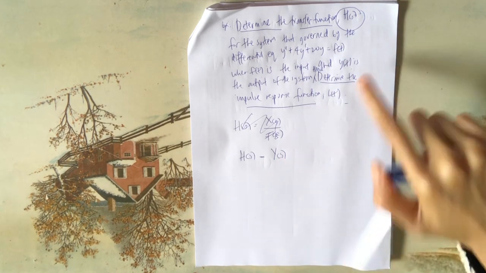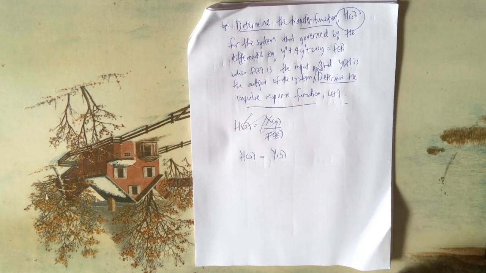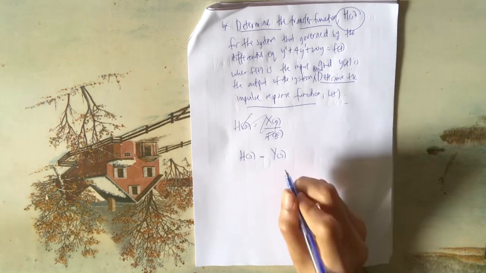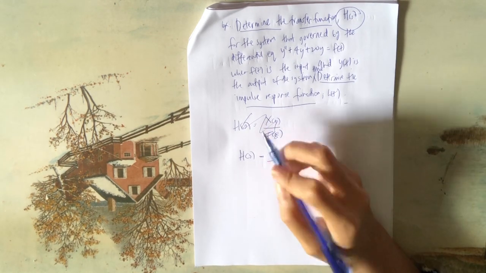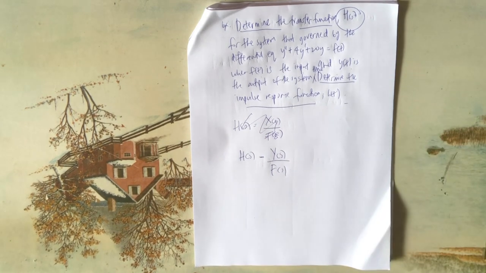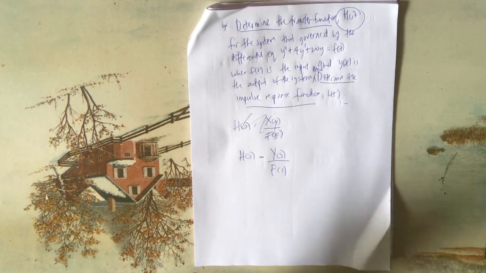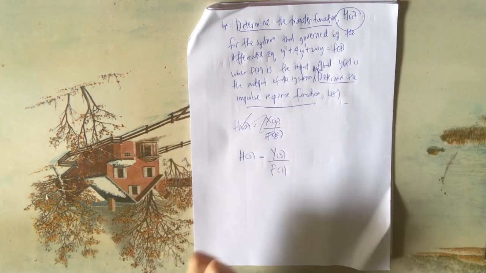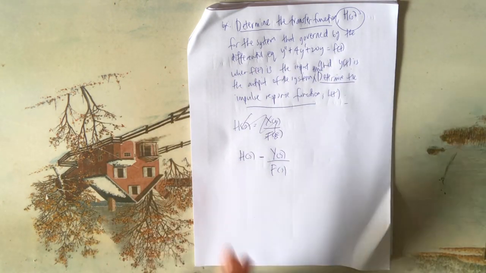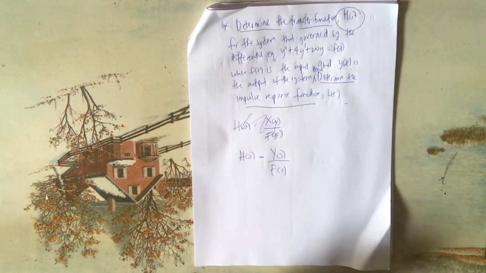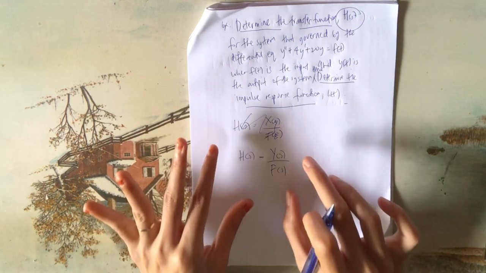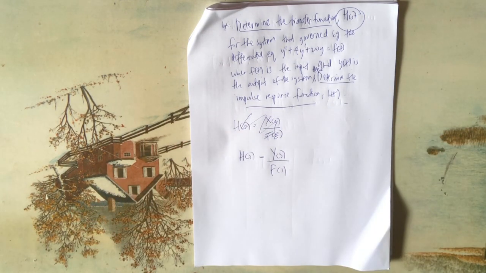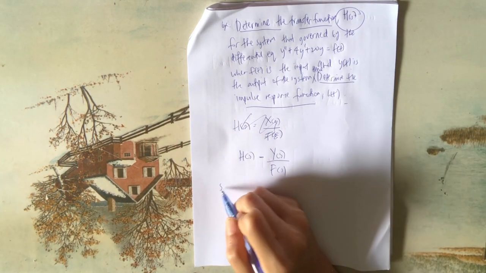So Y(s), not Y(t), Y(s), but you use the alphabet Y. Over your input here is F(t), so F(s). H(s) equals output over input, and your output is Y, your input is F. So this is the formula. Okay, so leave it first, ignore this one first. Now you proceed with step 1, step 2 and step 3.